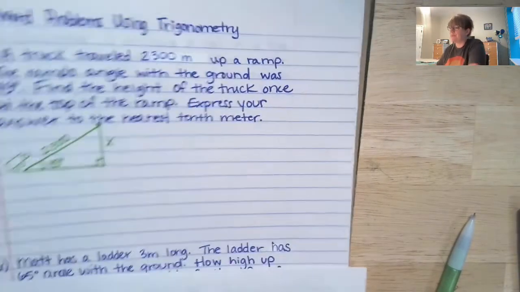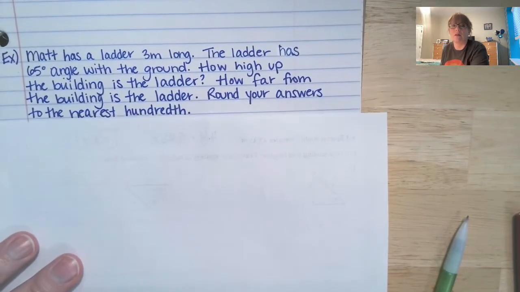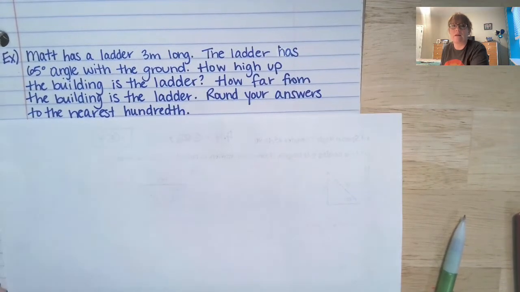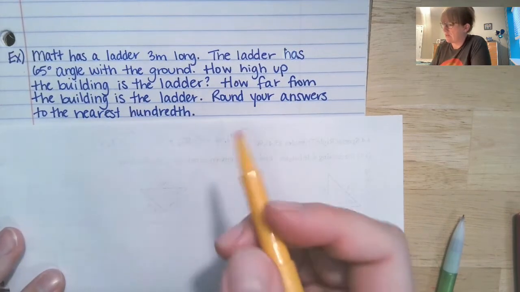So Matt has a ladder that is 3 meters long. The ladder has a 65-degree angle with the ground. How high up the building is the ladder? How far from the building is the ladder? Round your answers to the nearest hundredth. So it sounds like we got 2 things to solve for here.